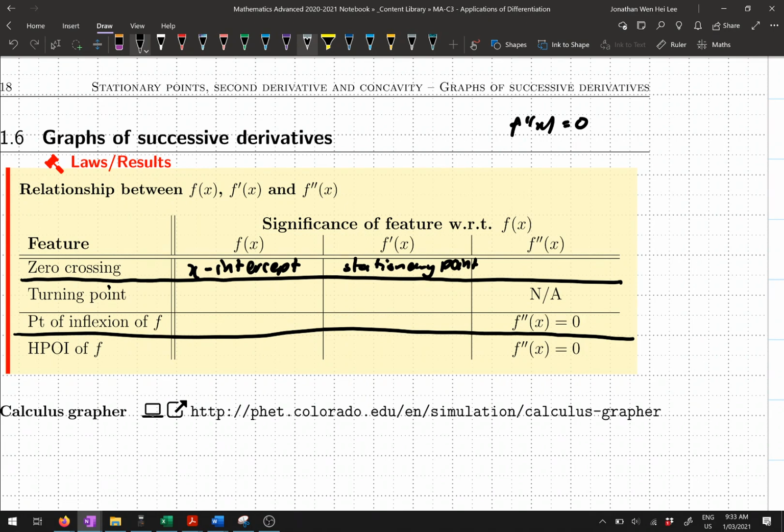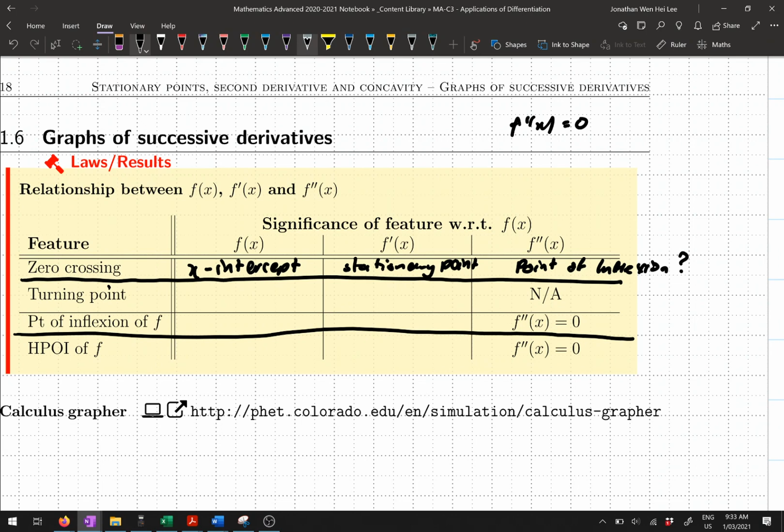What happens if I have a 0 crossing on my second derivative, f double dash x? This is a POI, a point of inflection. Point of inflection, but it's a question mark, because if you remember, what we need to do is check that on either side of my point of inflection, it has different signs.